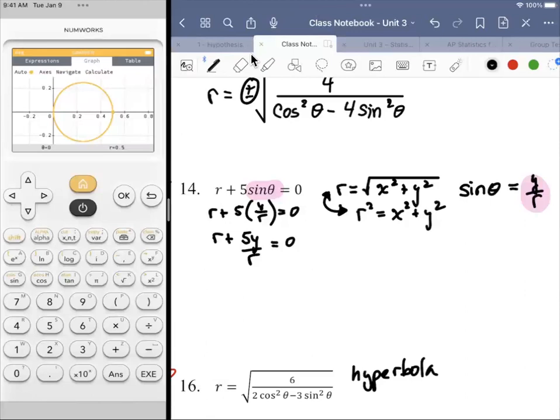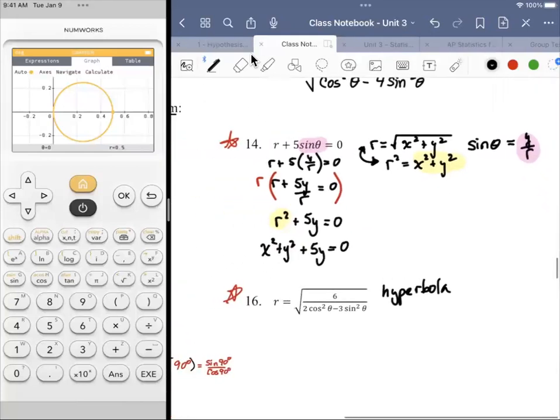All right, I want to get rid of fractions like I did in the previous problem. So I'm going to multiply everything by r. That gives me r squared plus 5y is equal to 0. And r squared is x squared plus y squared. All right, that's this relationship here. So now I didn't even have to bother with the radical. Plus 5y is equal to 0.